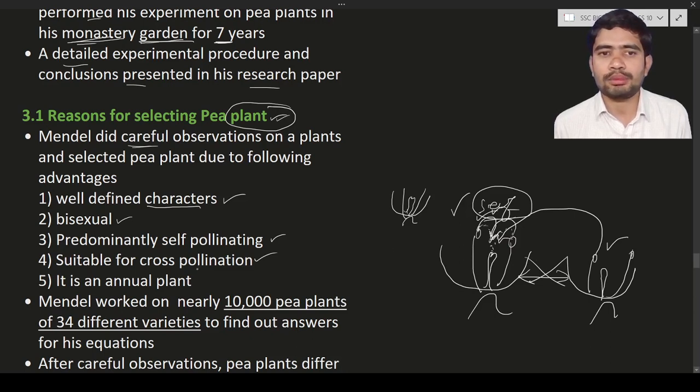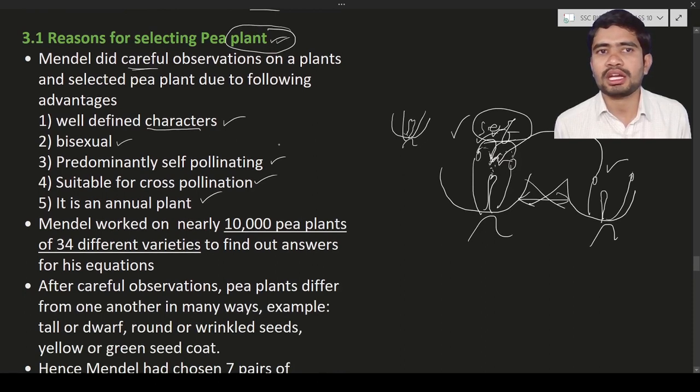Next, it is an annual plant. What is meant by annual? Annual means within a year. Within a year, its life cycle will be completed. This is about the main important reasons for selecting the pea plant by Mendel.